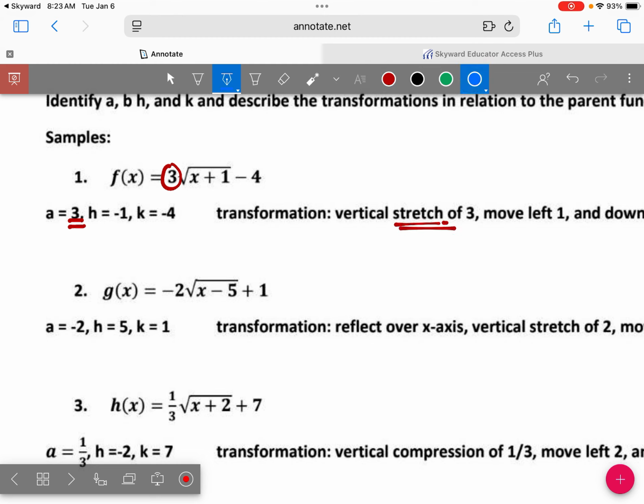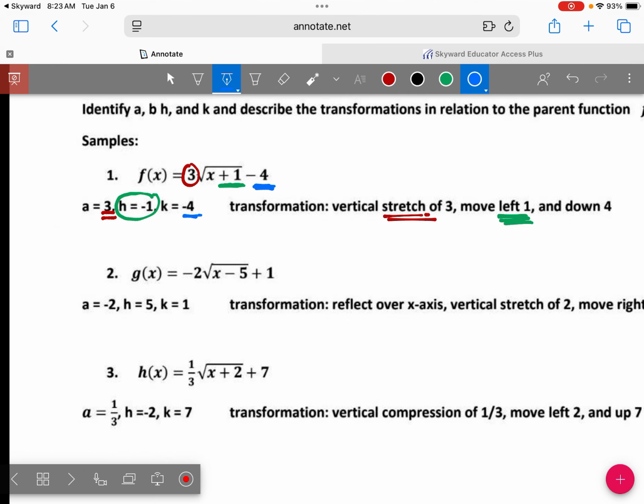Notice that now H is the tricky one. Underneath there's a +1, which means that H is the opposite. Notice that we said H is a -1. That's why we said it moved left, not right. K, that's in the back, -4. -4 means it's going to go down 4.